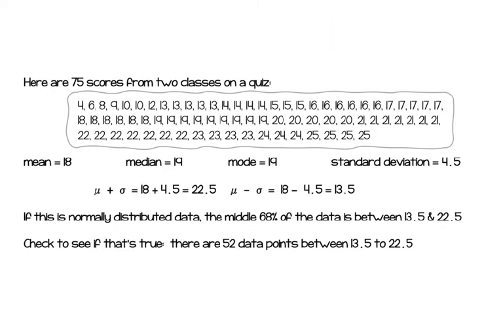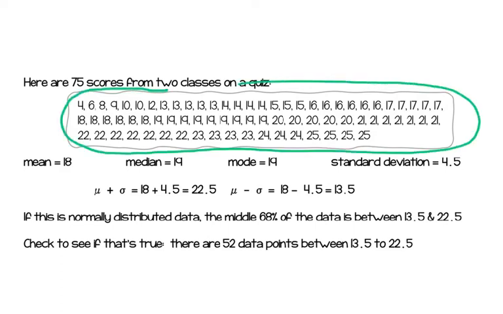Okay, let's look at some situations where we are going to look at standard deviation. So I've got 75 test scores from a couple of classes on a test. And I'm not going to have you put this in your calculator. That's a lot of data. But I did it for you. And so in this data, I found the mean was 18, the median is 19, and the mode is 19. The standard deviation is 4.5.